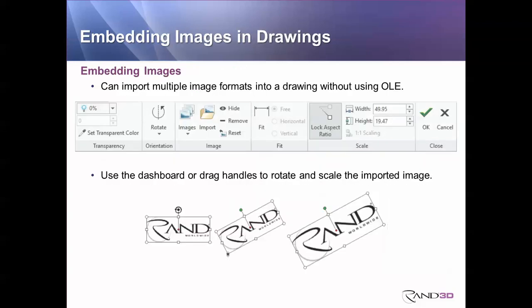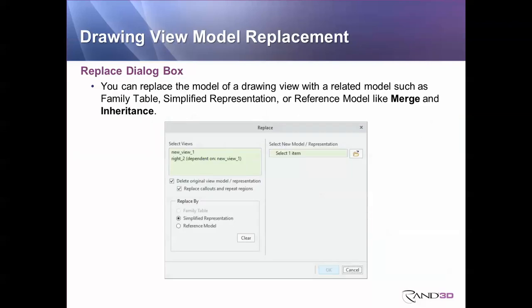You can import images into your drawing without going through object linking and embedding, a lot more like in other Microsoft environments, for example, a Word document. I've done that before where I had to import the image in that way, but now you don't have to do that. And you've got a replace dialog box, long time coming here, which will allow you to replace a model in a drawing view with a related model. You've got a family table member or a simplified rep or some reference model that you prefer to use in that drawing view. You can easily swap that out using this replace box.